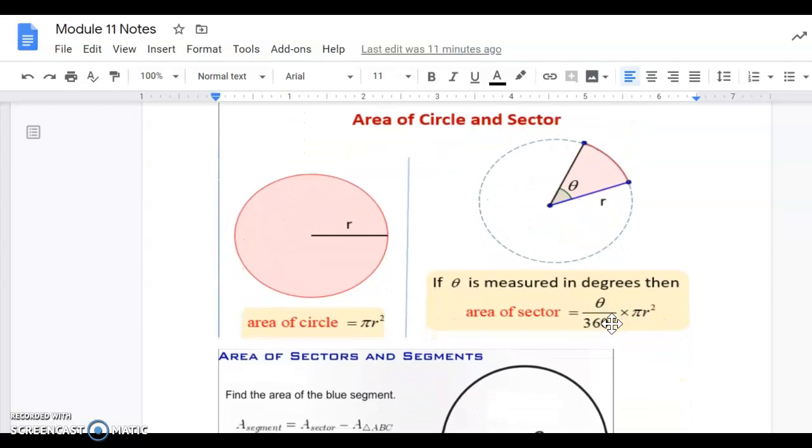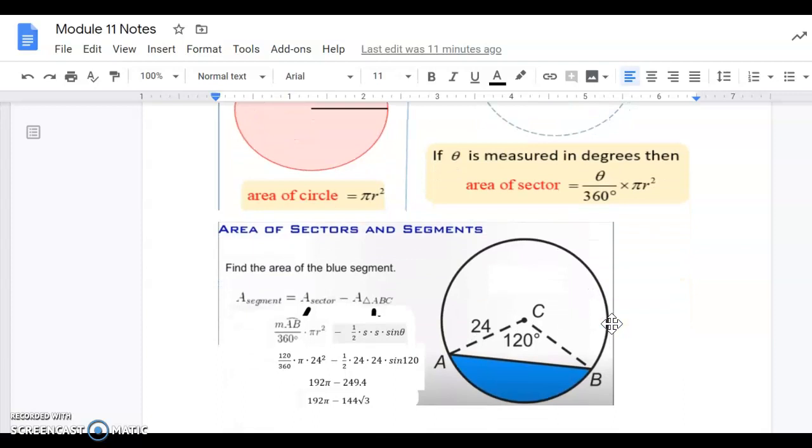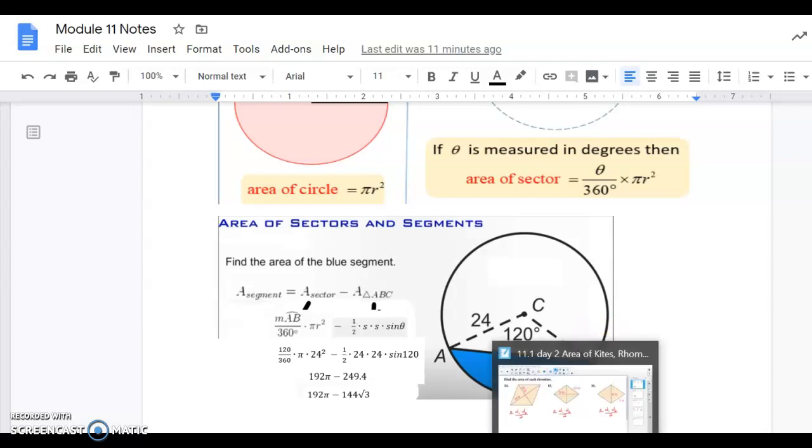Here's our area formula for circles, pi r squared. So hopefully you guys remember that. Sectors, we have the formula there. And then we are going to do one here where we're finding that blue piece area. All right, so let's get to our examples here.